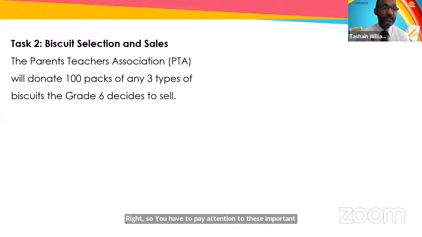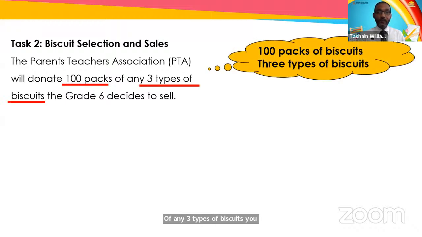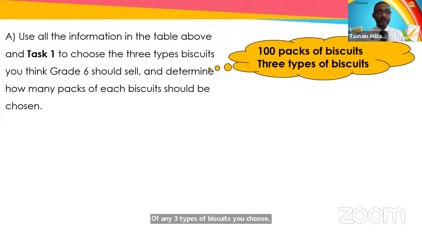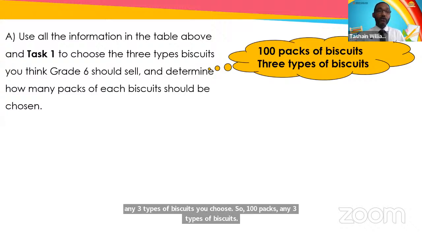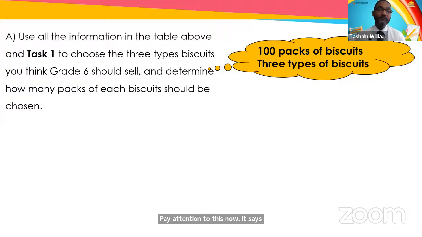So the parent association in this part of the task says, we are going to be donating 100 packs of any three biscuits the grade six decide to sell. Wow, this is impressive. So you're going to get a donation, boys and girls, of 100 biscuits of any three types of biscuits you choose. So 100 packs, any three types of biscuits. Pay attention to this now. It says, use the information from the table and choose the three types of biscuits you want to sell.